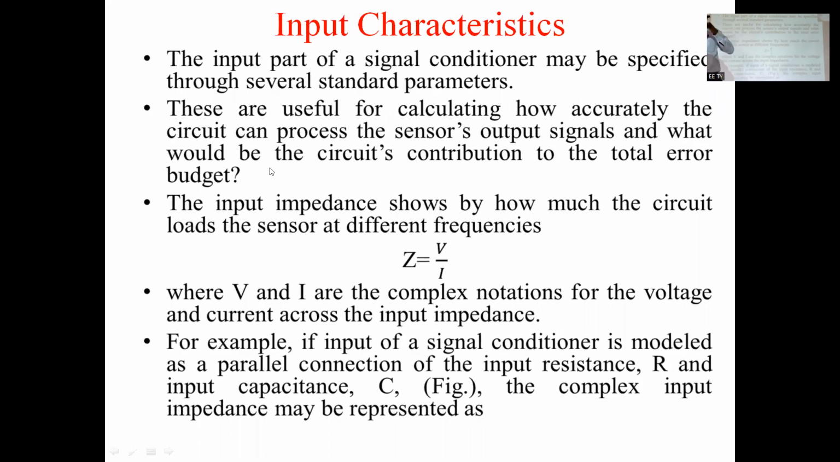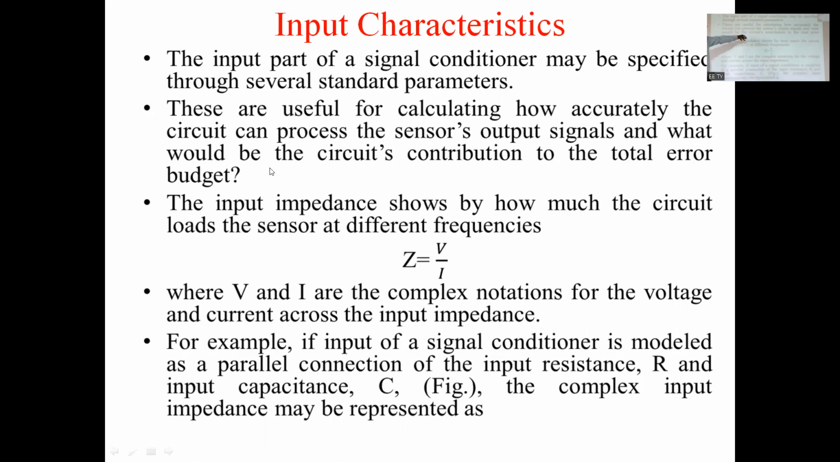So how will it be accurately processed? It will depend upon its input characteristics. Input characteristics serve that function. It is useful for calculating how accurately the circuit can process the sensor output signal and what would be the circuit contribution. आणि त्या सर्किटचं contribution काय आहे to reduce the error or to minimize the error. Right? म्हणजे कमीत कमी error कसा होईल.